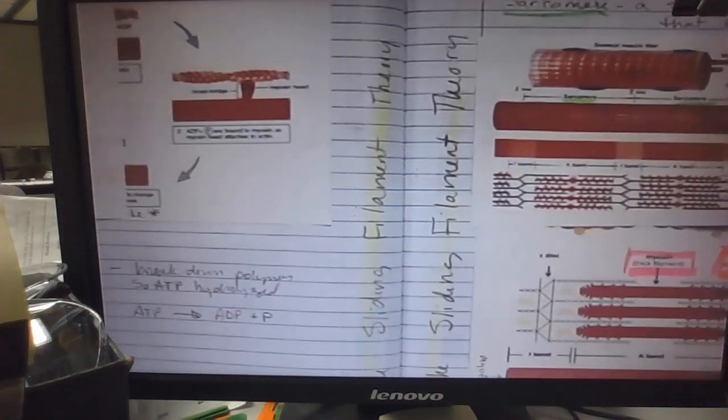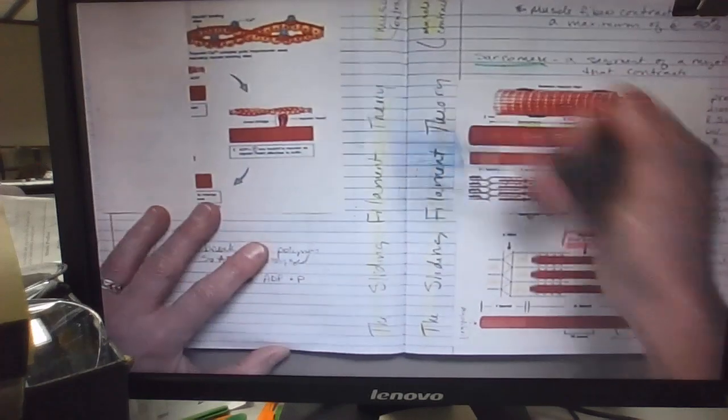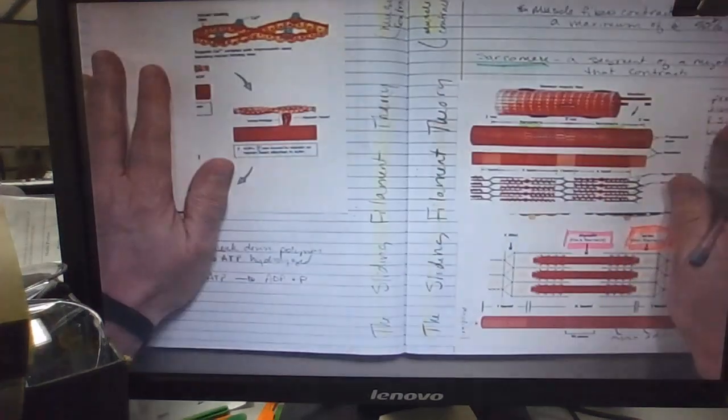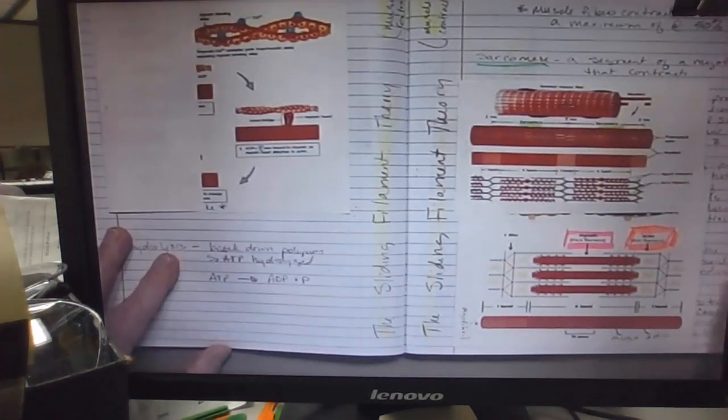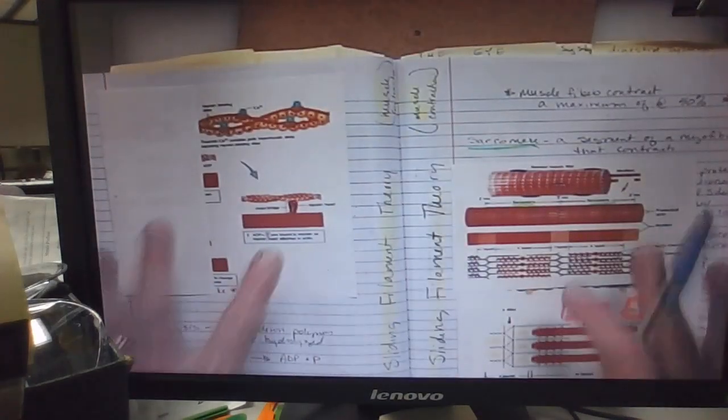All right, on the next 2 pages, the sliding filament theory. So all of this has to do with a muscle contraction. Sliding filament theory is what describes a muscle contraction. So I put this here so I'm not looking at parts of a muscle, I'm looking at how the muscle works. That gives me a better idea of what I'm looking at.